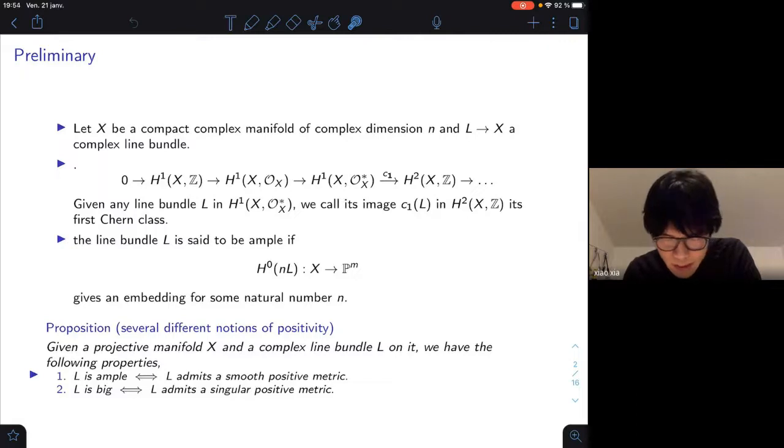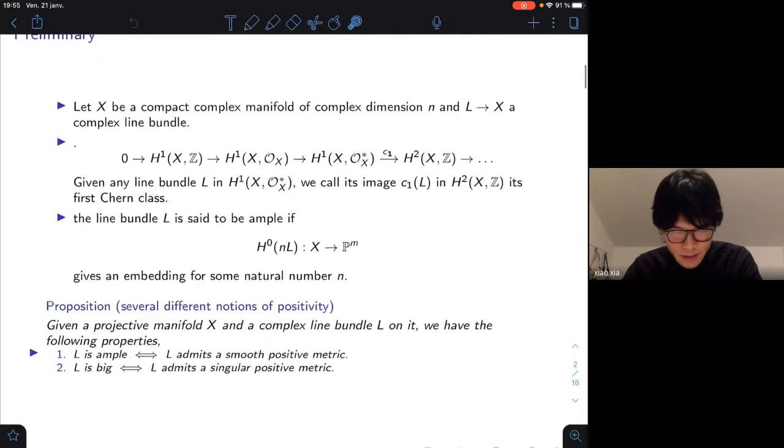I start with a compact complex manifold of complex dimension n and a complex line bundle L. Due to the exponential sequence of sheaves, we have this exact sequence, and we use it to define the first Chern class as this induced map. I need to mention that this group is actually the Picard group in this case. You can check that using Čech cohomology. You verify the cocycle condition here will give you a line bundle, and exactness means this line bundle is trivial. And this map sends the Picard group to the first Chern class.